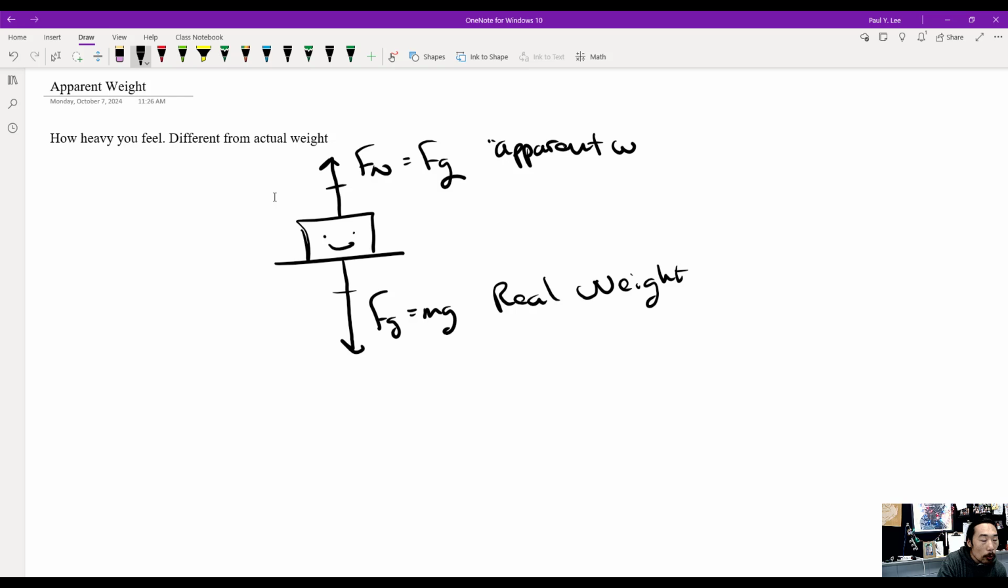Now, this is important because when you're just standing there on a surface, you feel your actual weight. But the idea of apparent weight is actually coming from how hard the surface is pushing up on you, not how heavy the earth is pulling you. So that's the distinction there. It has to come from the surface.